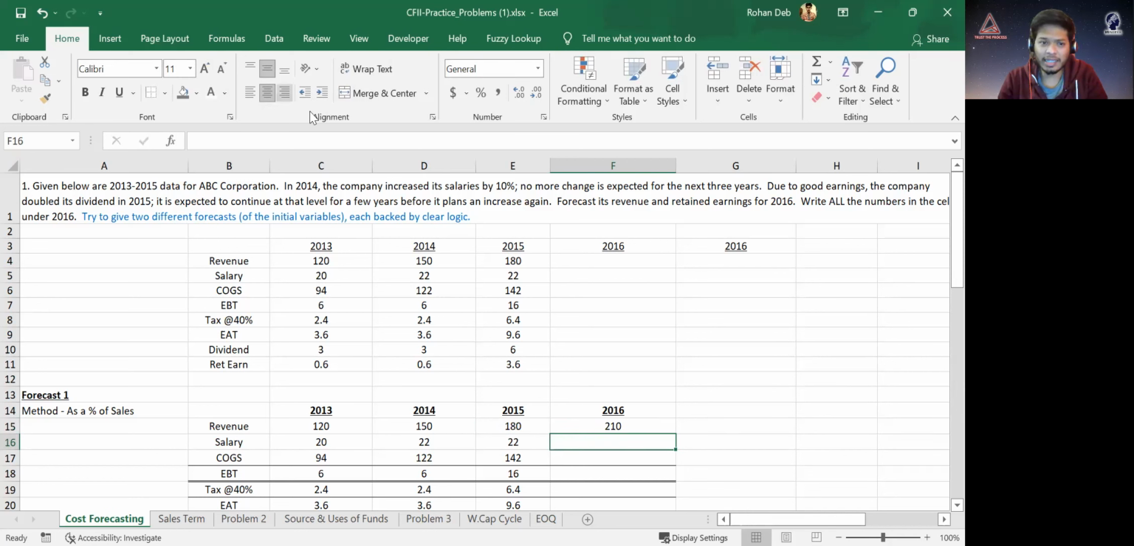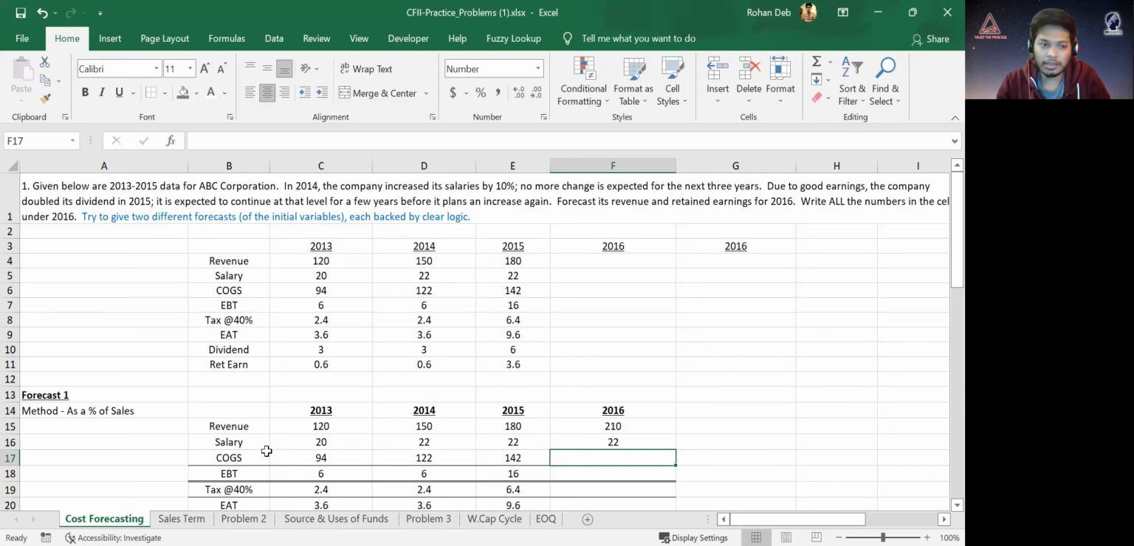Now salary. It said that the company increases salary in 2014 by 10%. No more changes expected. So it changed it in 2014, no more changes expected. It will be 22 again. Cost of goods sold, no more changes expected due to company's dividend doubled. Okay, that's fine. Nothing is said about cost of goods sold.